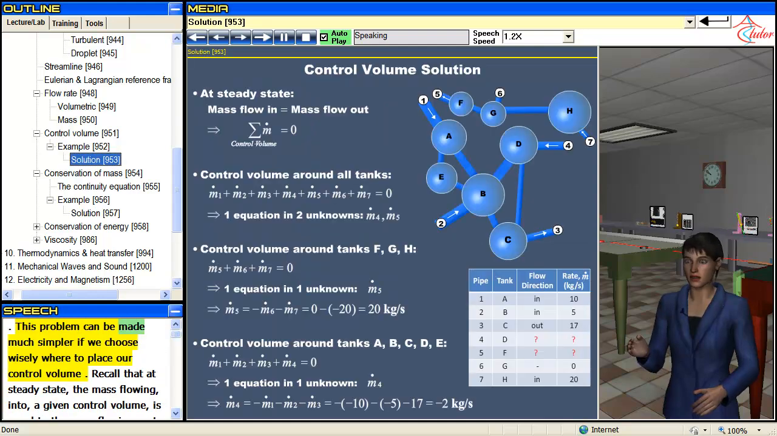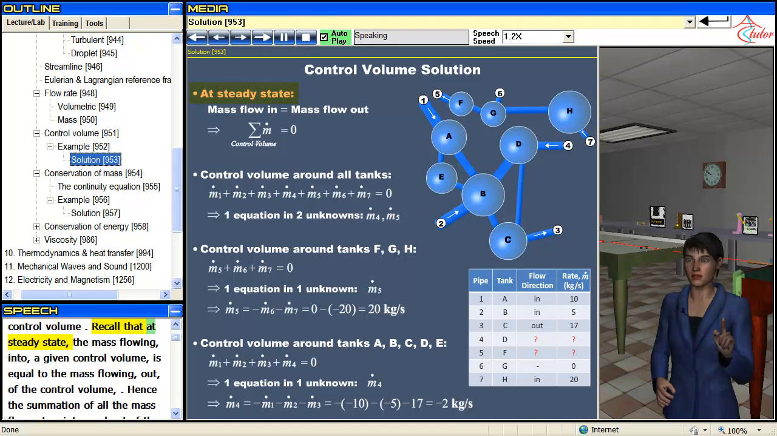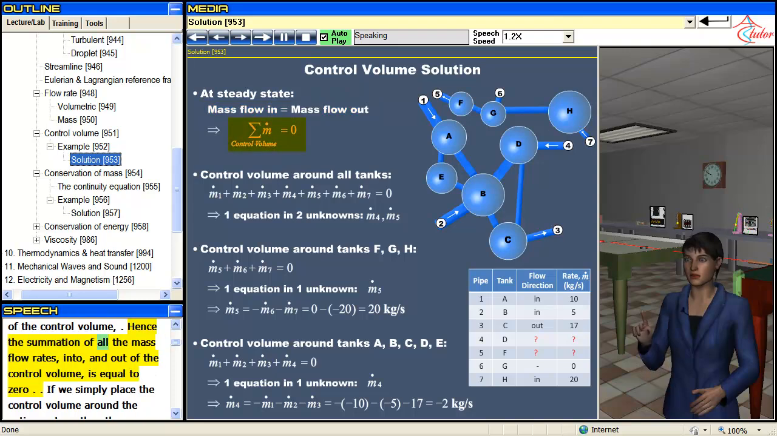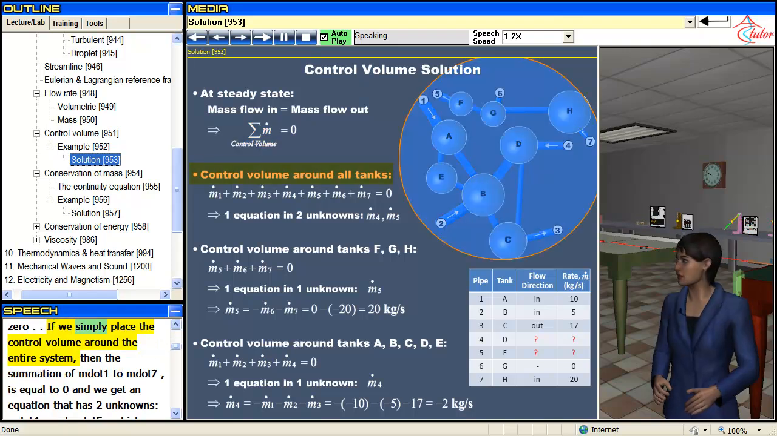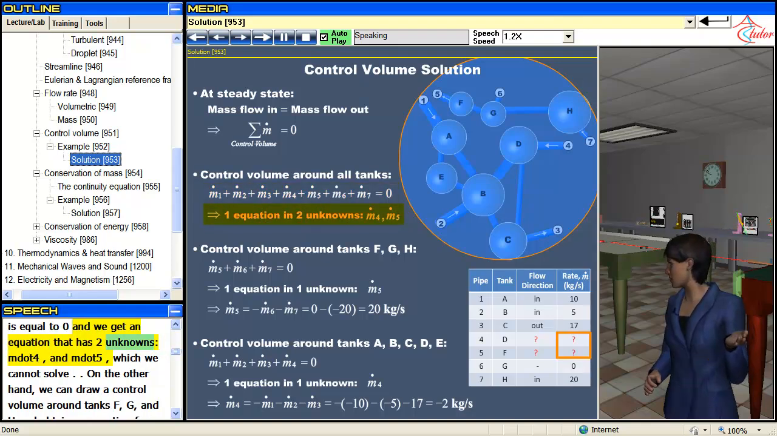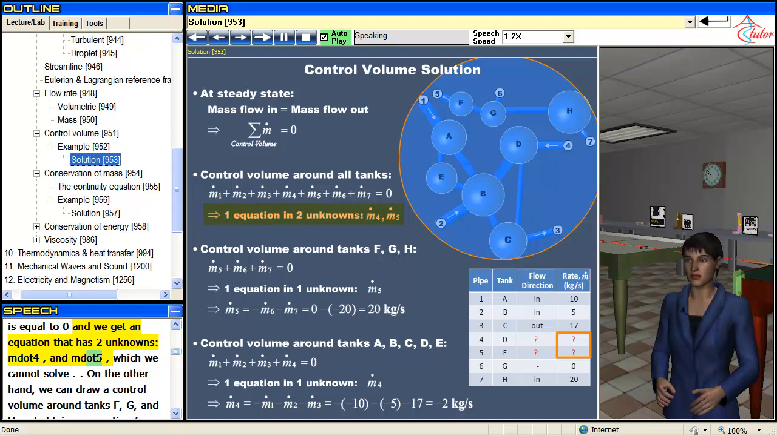This problem can be made much simpler if we choose wisely where to place our control volume. Recall that at steady state, the mass flowing into a given control volume is equal to the mass flowing out of the control volume, hence the summation of all the mass flow rates into and out of the control volume is equal to 0. If we simply place the control volume around the entire system, then the summation of m.1 to m.7 is equal to 0, and we get an equation that has two unknowns, m.4 and m.5, which we cannot solve.